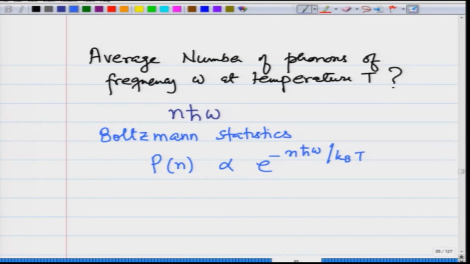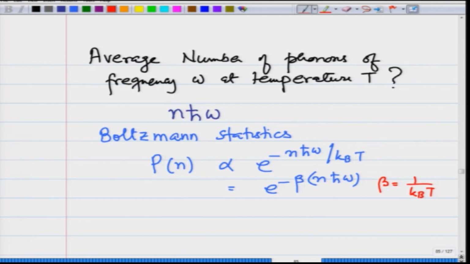For convenience, I am just going to write this as e raised to minus beta times n h cross omega, where beta is 1 over kBT. I am going to substitute that later. Now, this is a probability which is proportional to this.